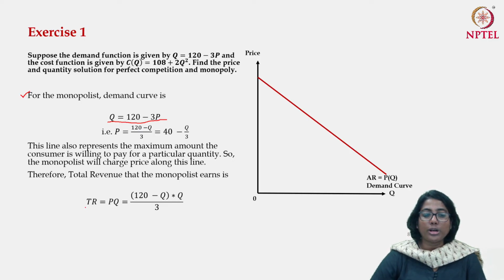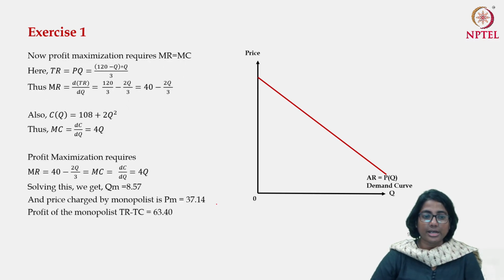Now what is total revenue? Total revenue is P multiplied by Q, but this P is a function of Q itself. So we plug this value of P from here to here in order to derive the total revenue. So the total revenue that we have here is (120 minus Q) divided by 3, the whole thing multiplied by Q. So this is the total revenue that the monopolist is earning. Now if this is the total revenue, what is the marginal revenue? In order to get the marginal revenue, you have to take the derivative of total revenue with respect to Q. You are taking the derivative of this particular term with respect to Q.